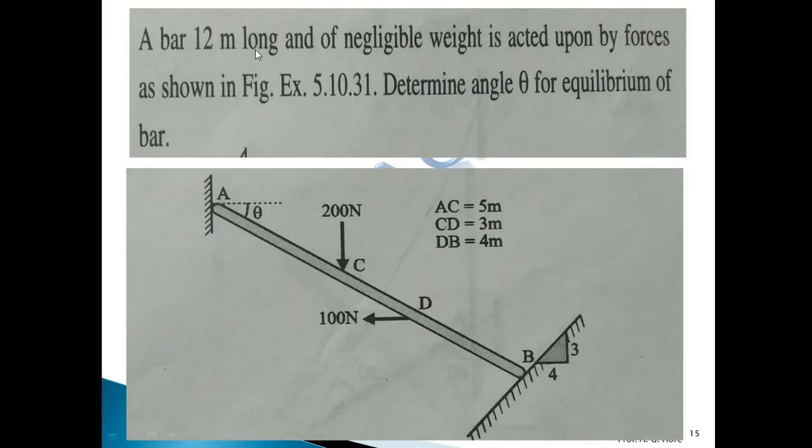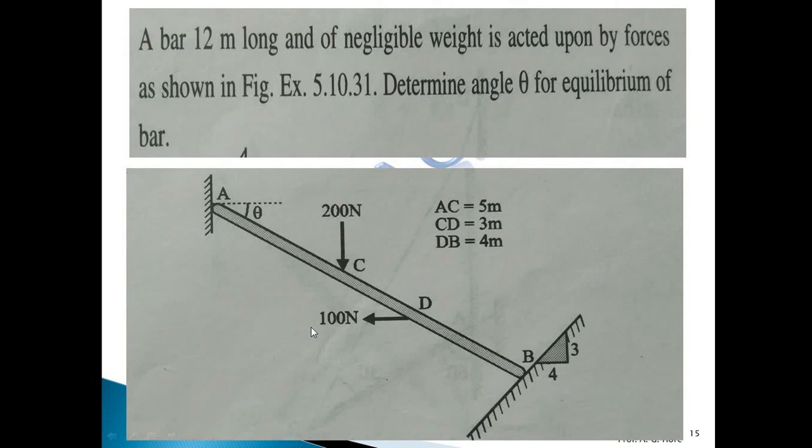Next, a bar 12 meter long and of negligible weight is acted upon by forces as shown in the figure. Determine the angle theta for equilibrium of the bar. Now for this position of the bar, we want to find this angle theta. This vertical force and horizontal forces are given. Okay, and here the slope of this inclined plane at B point is given as 3/4, and also the distances AC, DC and BD are given here. We want to find out this theta.